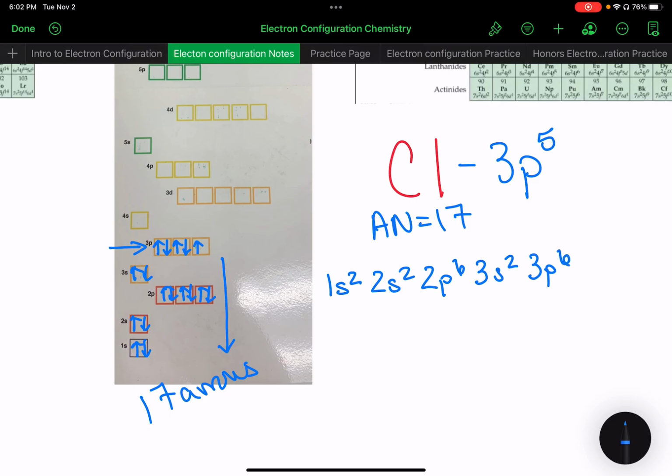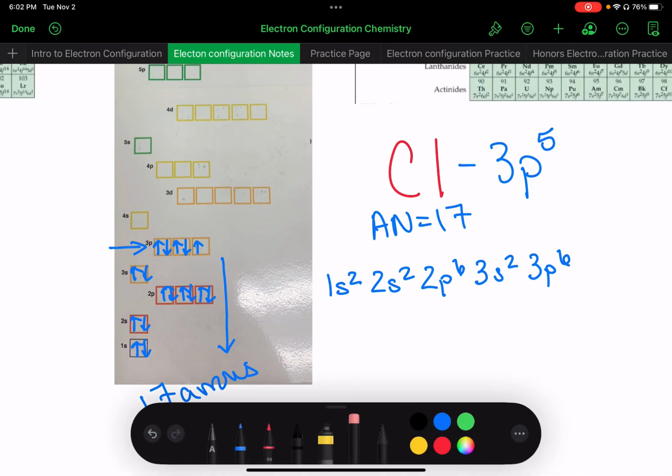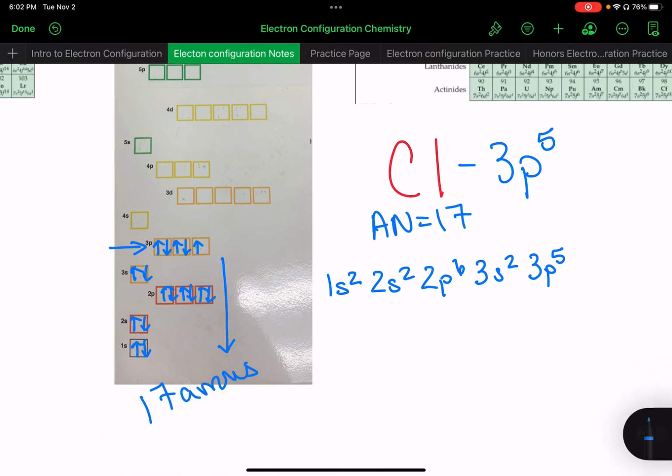2 plus 2 plus 6 plus 2 plus 6. Whoops, I messed up. Look at that. That would be 18. I only put 5 arrows in there. So it's 3p5. Again in order. Then I add up my exponents. 2 plus 2 is 4, plus 6 is 10, 12, plus 5 is 17.